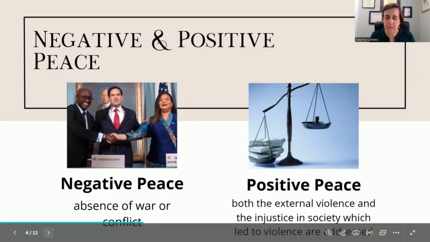So positive peace means that both the external violence and the injustices in society, which led to the violence in the first place, are being addressed. This is what Lederach is talking about with conflict transformation, how to build that positive peace. The causes that lead to violence are addressed. That's economic causes, religious causes, racial causes, ethnic tension causes, and causes related to inequality. So all those things need to be addressed in order to have a positive peace.